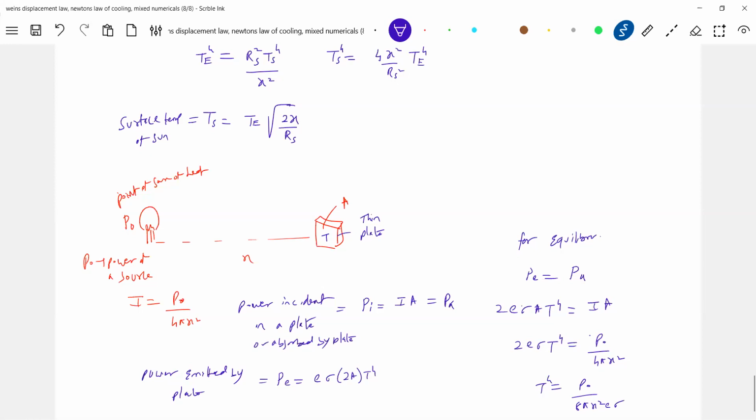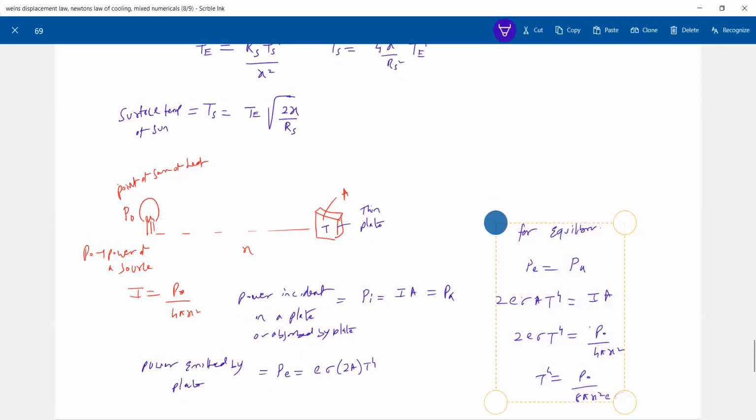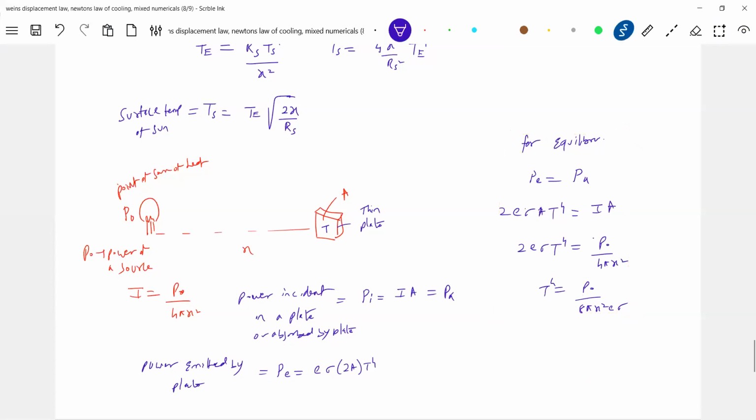You get wide varieties of problems of this kind. You should be ready, not only for the sun; the concept can be applicable like this also. T is equal to, so like this, we can calculate the temperature of the plate. So what is T now?